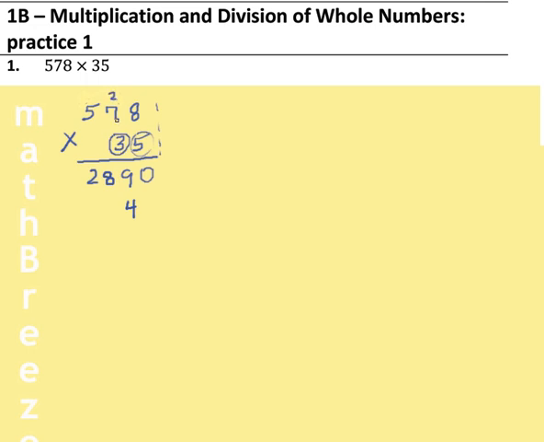3 times 7 is 21, and 2 is 23. So we'll put the 3 here, carry the 2. 3 times 5 is 15, and 2 is 17. Alright, so let's fill in the 17.